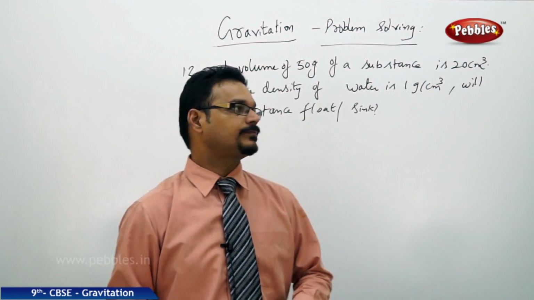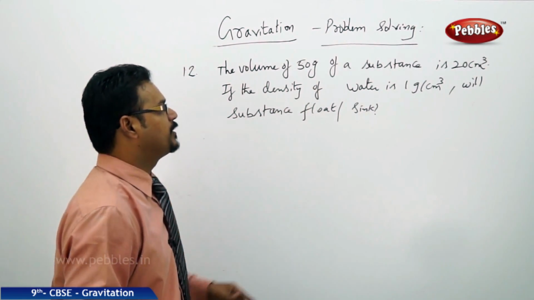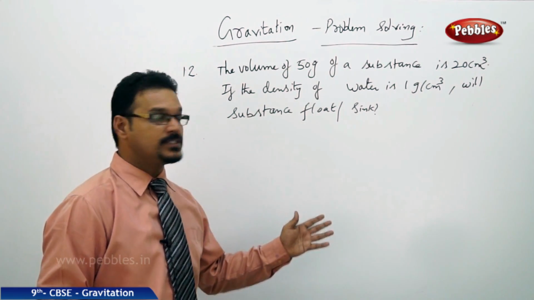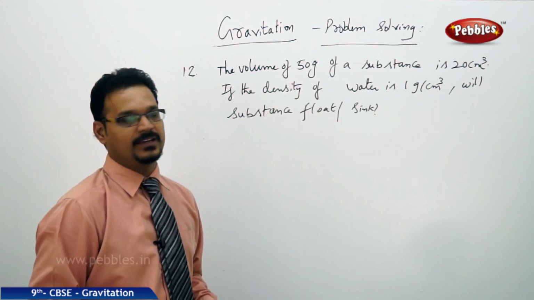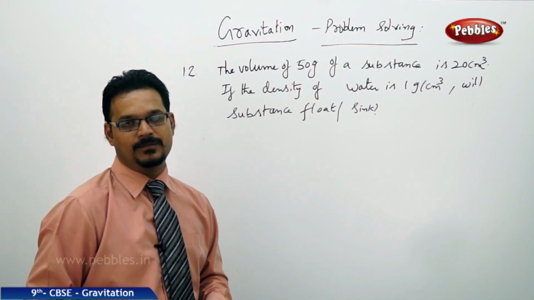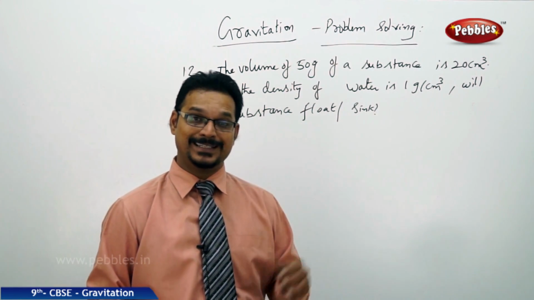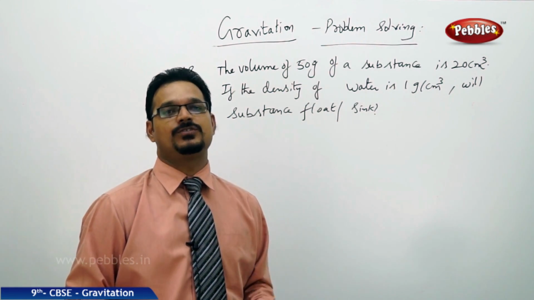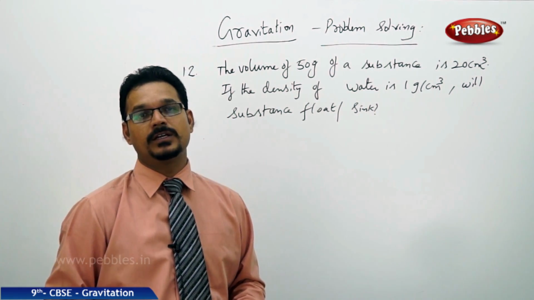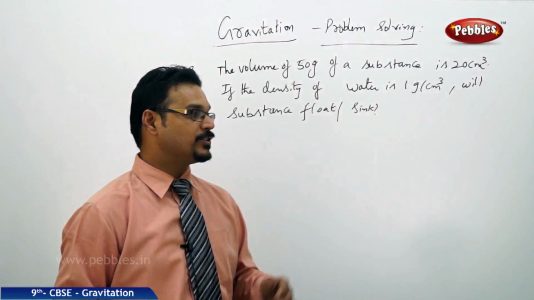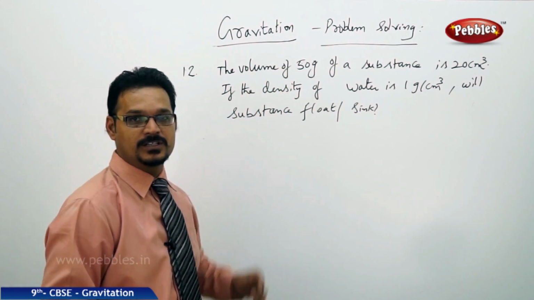Last problem for you. The volume of 50 grams of a substance is 20 centimeter cube. The density of water is 1 gram per centimeter cube. Will the substance float or sink? So how do we know this answer? We discussed that if the density of a substance is less than the density of water, it floats. If the density of a substance is more than the density of water, it sinks. So we need to check whether the density of the substance is less or more than the water density.